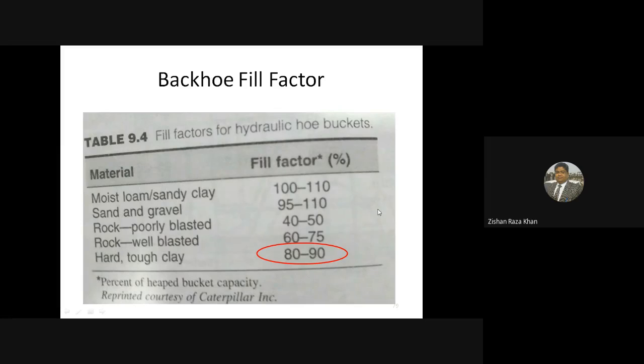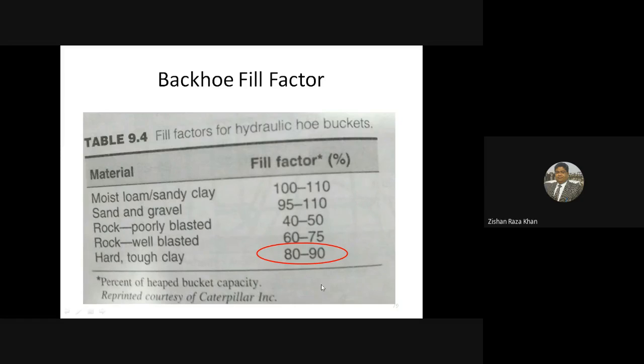Here is the table which indicates the different fill factors for backhoe. Moist loam and sandy clay, which has a degree of cohesion, will have the highest fill factor of 100 to 110. Sand and gravel ranges from 95 to 110. It depends on the rolling of the material and slipping from the side. Rock, which is poorly blasted, has the lowest fill factor of 40 to 50, and rock, which is well blasted and disintegrated into pieces, also has a fill factor of 60 to 75. Hard and tough clay is 80 to 90% of the fill factor.